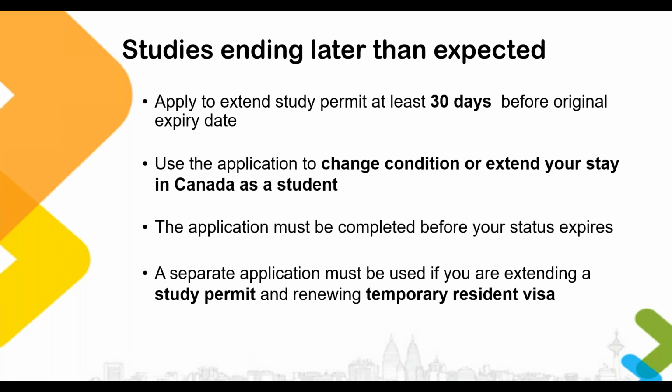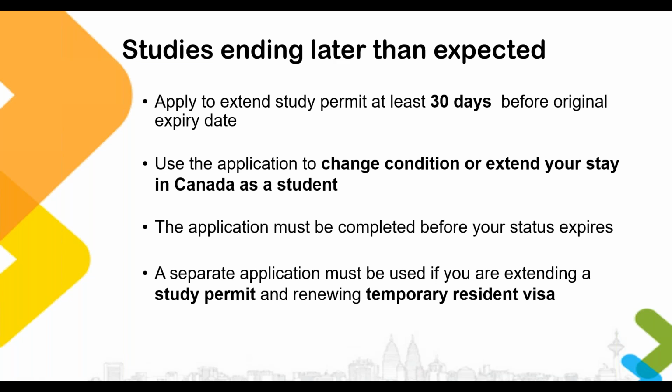If your studies end later than your expected date, you can apply to extend your study permit up to 30 days before the original expiration date. Use the application to change conditions or extend your stay in Canada as a student. This application can be found on www.canada.ca's website. Now, this application is used to extend your stay, change the conditions of your stay, change your type of temporary status, or correct a problem with your status.